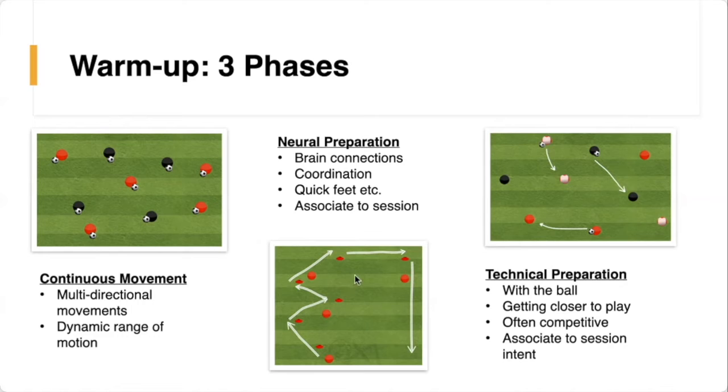So one way in which you could associate this to a session, for example, if you're working on defending in your session, you might be able to build in jockeying movements or appropriate movements that you'd like the players to execute through your movement pattern through the cones. And then technical preparation. So this is done with the ball. You're getting closer to play, and it's often competitive. And again, I would recommend if you associate it to the session intent, that's the best way to go about it.